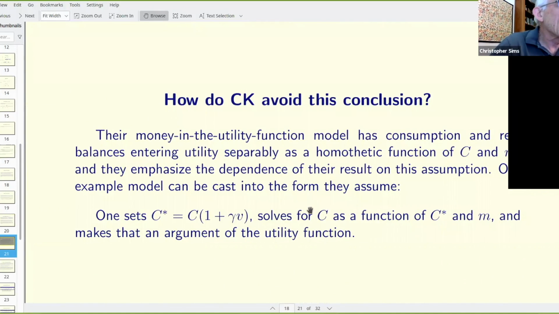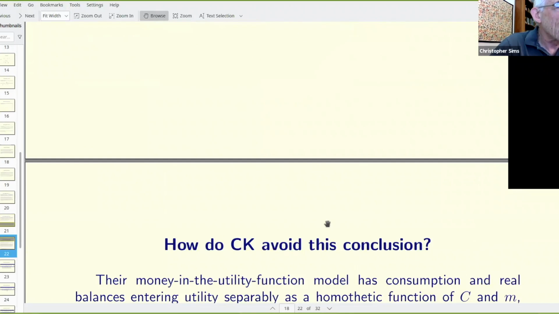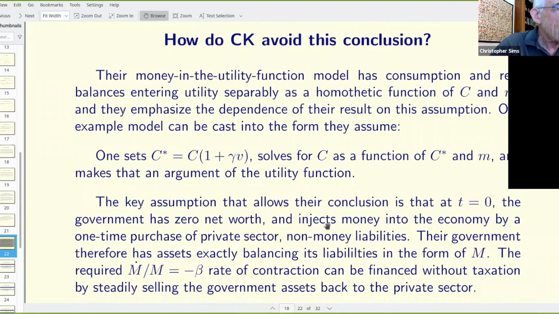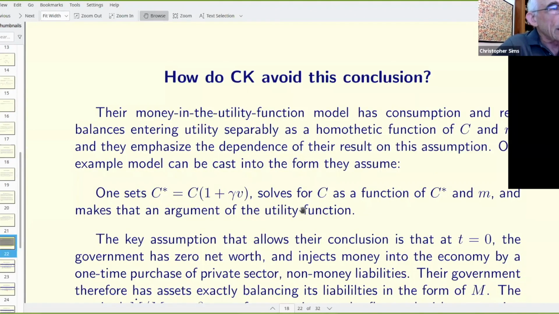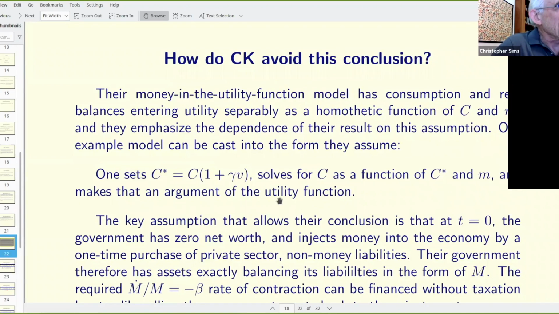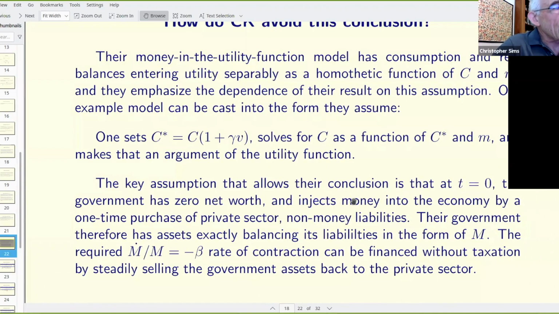So I think I've been through how Chari and Kehoe emphasize that their result flows from a money and utility function model which makes utility homothetic in C and real balances. And this little discussion is meant to show that this model, even though it doesn't have money in the utility, actually can be converted into a money and utility function model that satisfies their conditions.